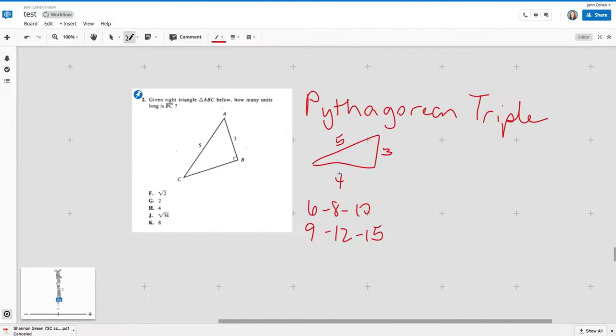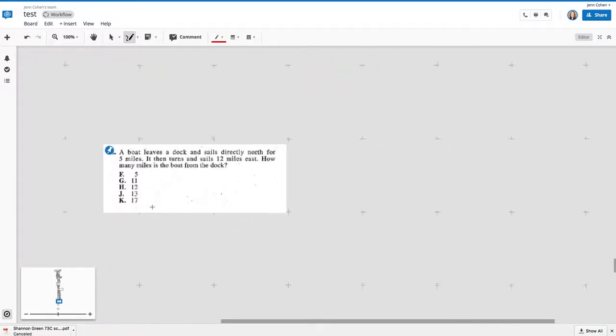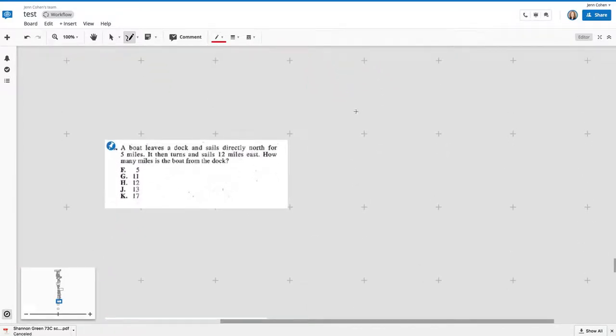In this particular question, you can see that one of the legs is 3 and the hypotenuse is 5. So if you know your Pythagorean triples, you will know immediately that the other side is 4, and you don't even have to do any work. Pretty easy.